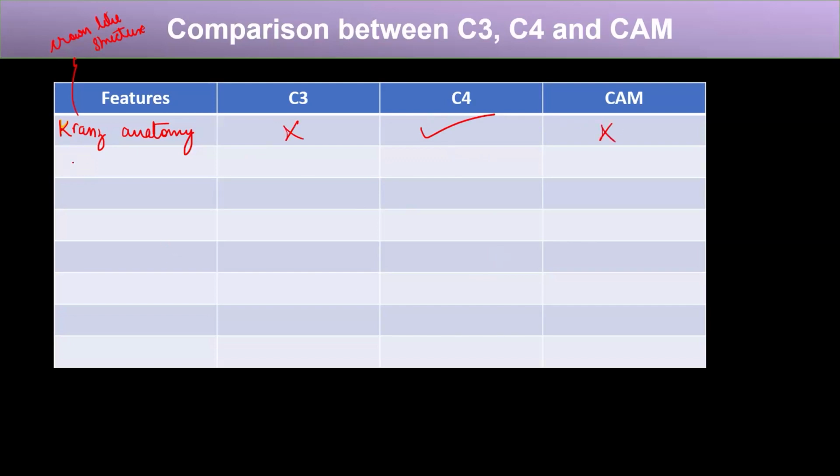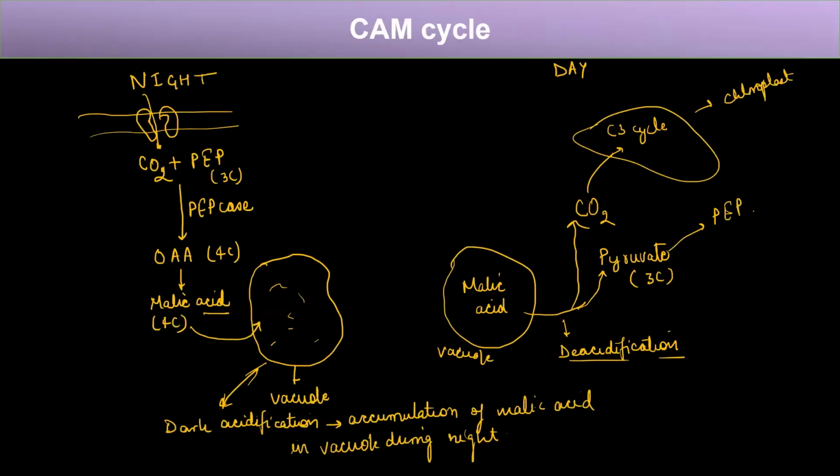Now the second feature is about photorespiration. The photorespiration takes place in C3, we know. Does it take place in C4? The answer is no. Will it take place in CAM? If you look at the CAM cycle, will photorespiration take place? The answer is no, right?